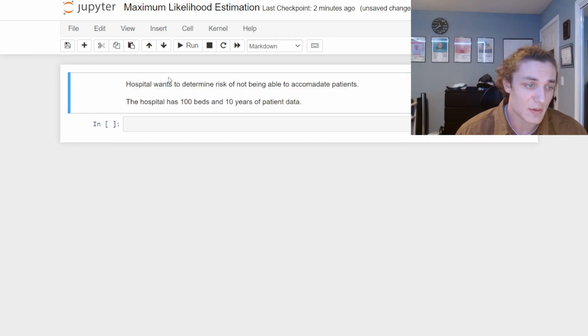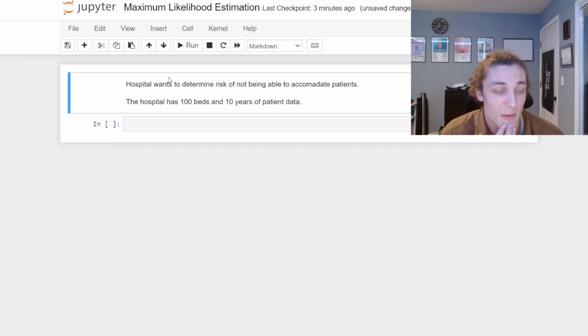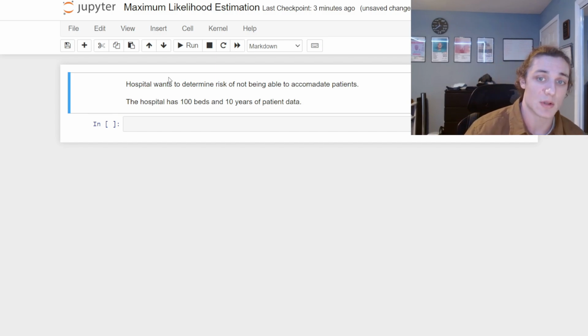If we have 10 years of patient data, that means we have 10 years of data of our daily check-ins and check-outs of patients showing up at our hospital. And we want to figure out how we can model that random variable, right? The amount of patients that show up in a given day and check into a bed and check out would be considered a random variable.